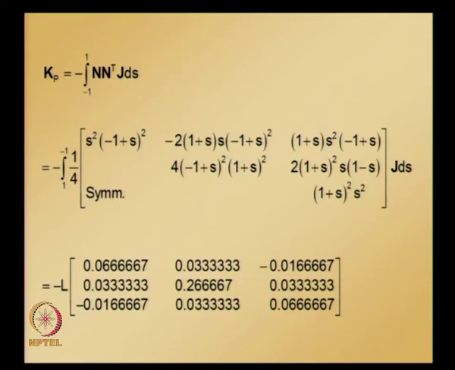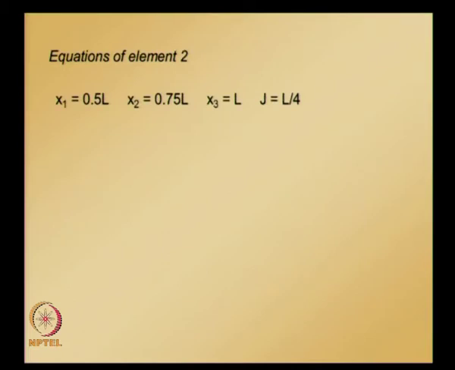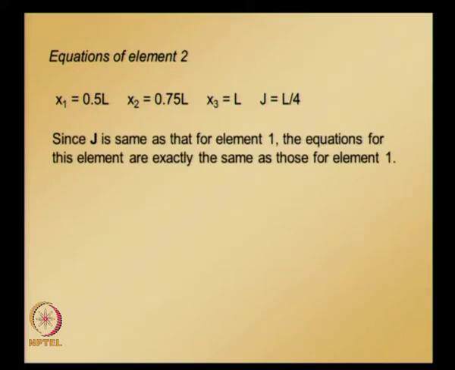We obtained Kk and Kp, and now the element equations for element 2 are going to be similar, since the nodal spacing is the same, and also the material properties are constant for both elements. Since J is the same as that for element 1, the equations for this element are exactly the same as those for element 1. So, we got element equations for both elements, element 1 and element 2.